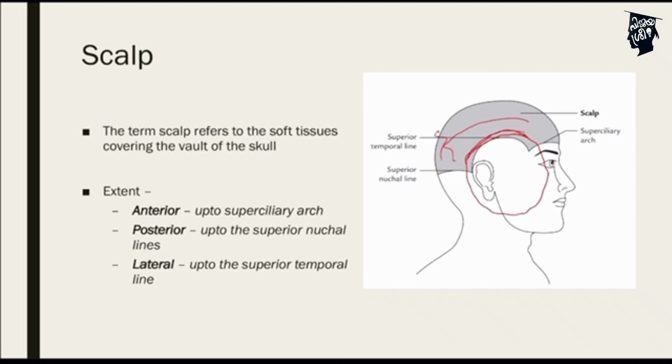Next, talking about the extent of the scalp. It has an anterior limit, a posterior limit, and lateral limits on either side. The anterior limit over here is the superciliary arch, which is nothing but the region of the eyebrows. Next, the posterior limit is the superior nuchal line, which is a feature of the posterior aspect of the skull. Next, the lateral limit on either side is the superior temporal line, right over here, on either side. So that's that about the extent.